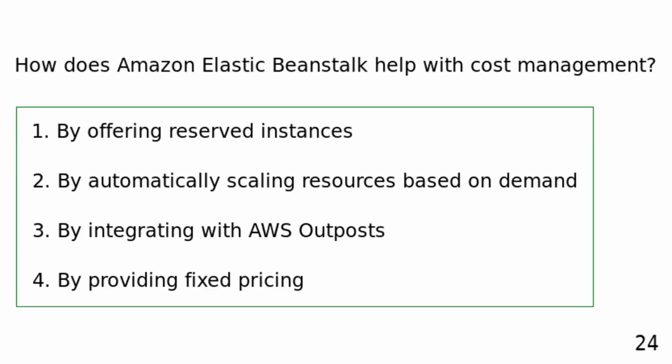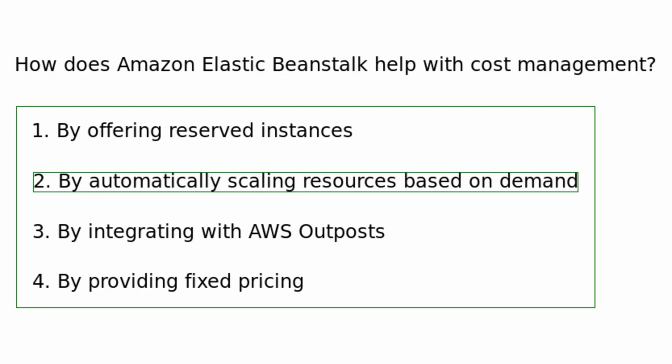How does Amazon Elastic Beanstalk help with cost management? By offering reserved instances. By automatically scaling resources based on demand. By integrating with AWS Outposts. By providing fixed pricing. Elastic Beanstalk helps manage costs by automatically scaling resources based on demand, reducing unnecessary expenditure.